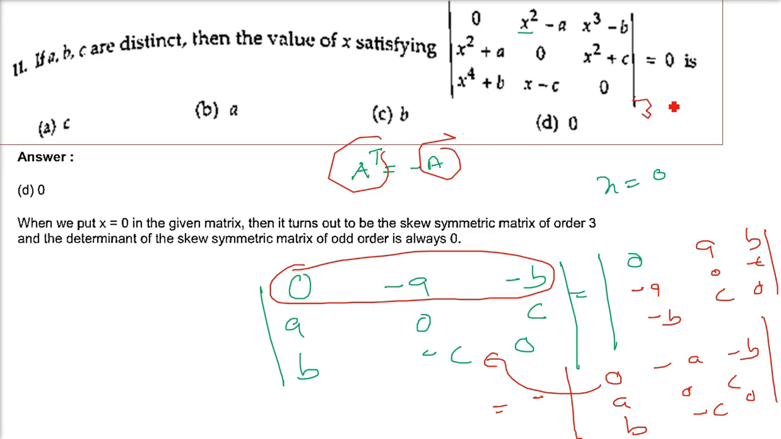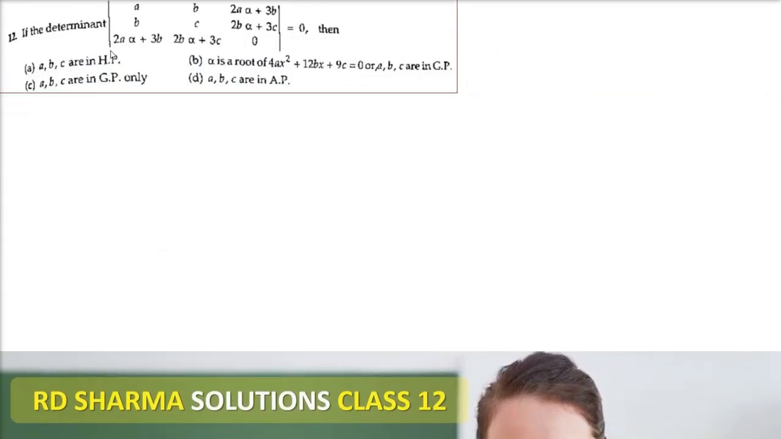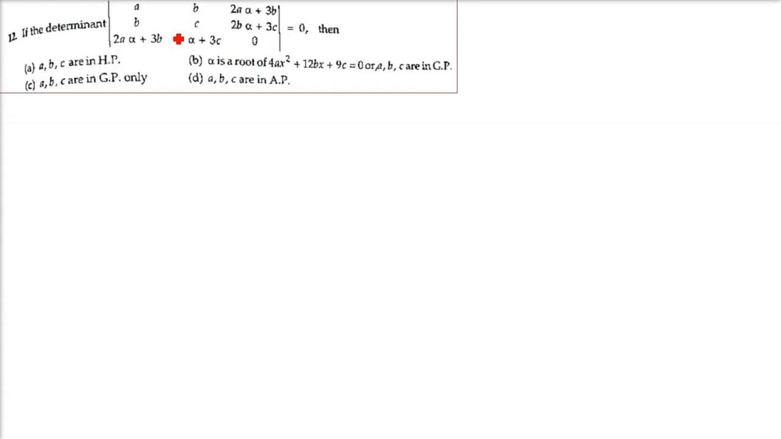And in a skew symmetric matrix, if it is of 3 by 3 order, that is odd, then the determinant will be 0. So the determinant of this matrix is 0 because of it. If the determinant is equal to 0, then whether ABC are in HP, that is harmonic progression, geometric progression, or arithmetic progression, or ABC are in GP, and alpha is the root of this expression.